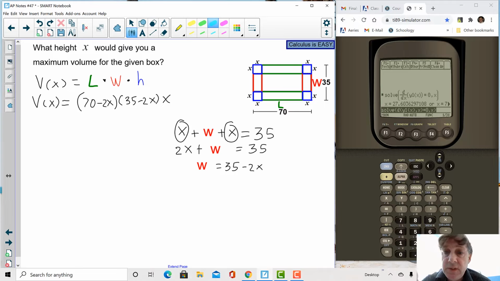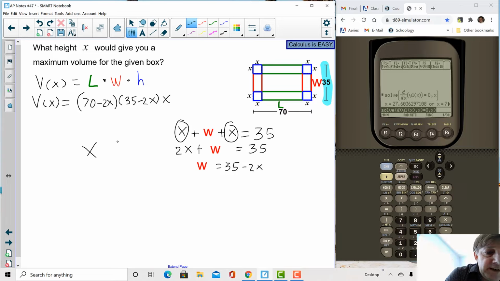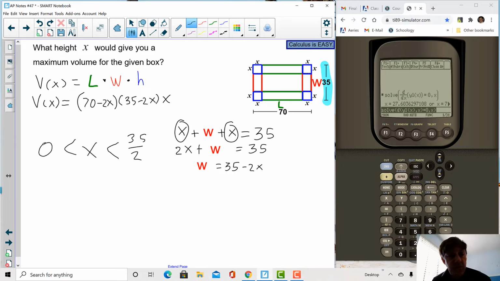Again, we get a bunch of answers. If you look at the smallest side, we see that it's 35, but we're cutting out corners from both sides. So our x has to be strictly less than 35 over 2. We also need our x to be greater than 0, or else there will be no height. So we need to choose critical numbers that are between 0 and 17.5. So the 27 is no good, it's too big. So we're going to choose 7.396.